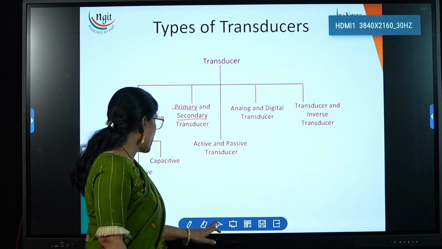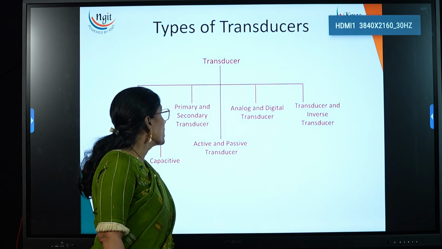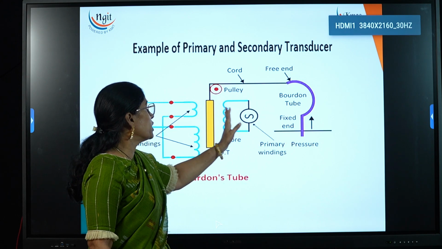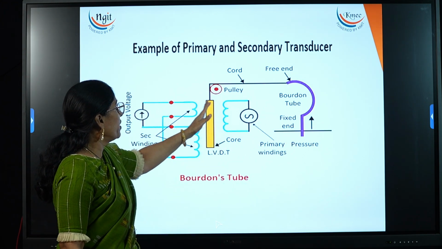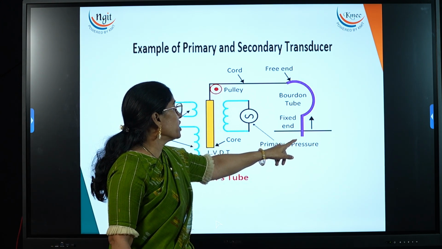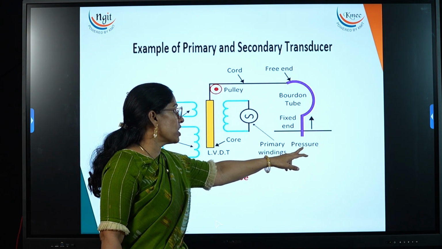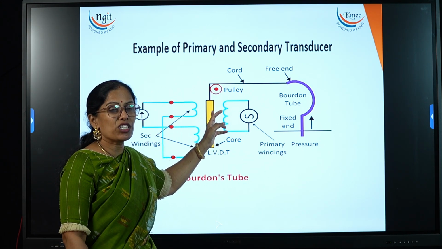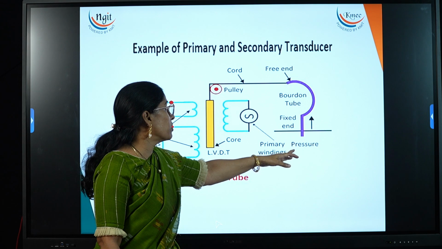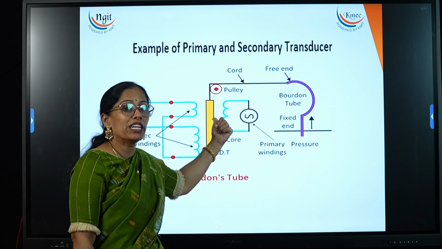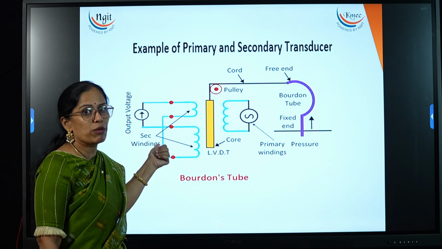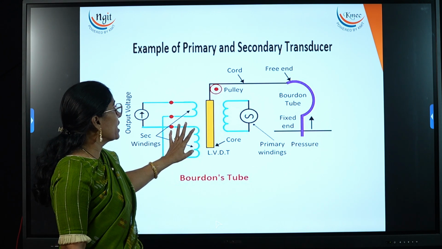Now the best example for this, I will show here. This is the Bourdon tube, which will convert the pressure to displacement. Again, this is the LVDT, which is converting the displacement to voltage. The Bourdon tube is the primary transducer, which is converting pressure to displacement. The output is not electrical, not voltage or current, so here one form is converted into another form: pressure is converted into displacement, a non-electrical form. And again, using this LVDT, this displacement is converted into EMF or voltage. So this is called the secondary transducer.